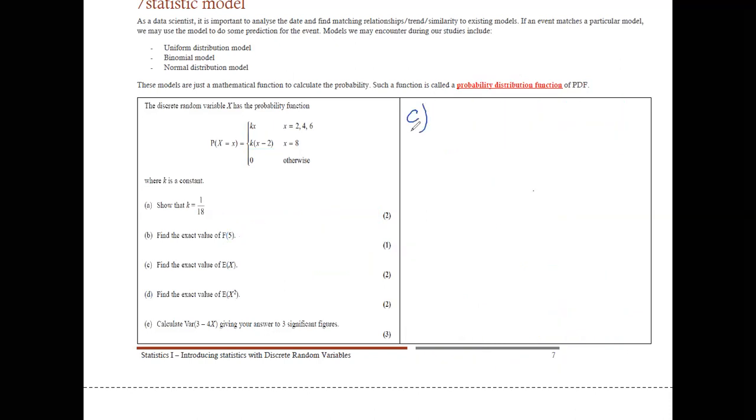Okay, next, D, expectation of x squared. So it's the same thing, just square the variable itself. So it's 2 squared times 2 over 18 plus 4 squared times 4 over 18 plus 6 squared times 6 over 18 plus 8 squared times 6 over 18. Add them up together, this will give you 37 1/3.